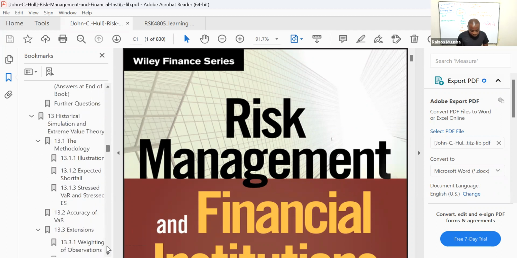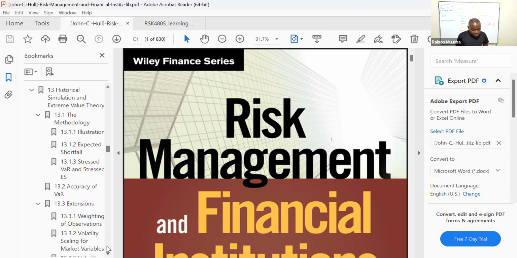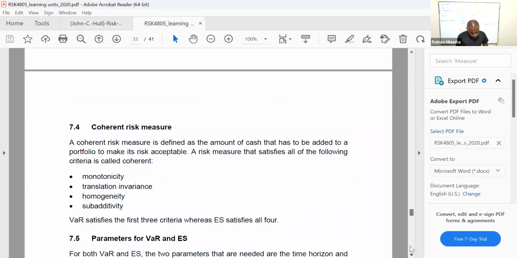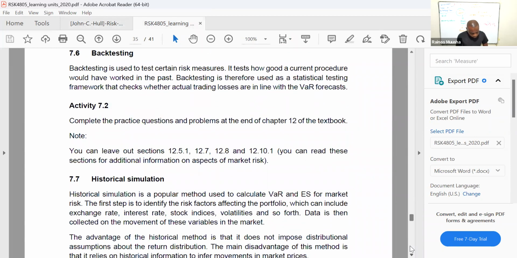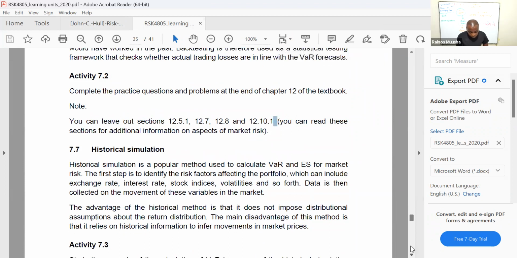Then chapter 13 of the textbook looks at historical simulation and extreme value theory. For chapter 13, please note that we are only expected to cover 13.1 and 13.2. If you check your study guide, for chapter 12 they ask us to go through everything, but to leave out the following sections: 12.5.1, 12.7, 12.8, and 12.10.1. You need to leave them out when it comes to chapter 12.